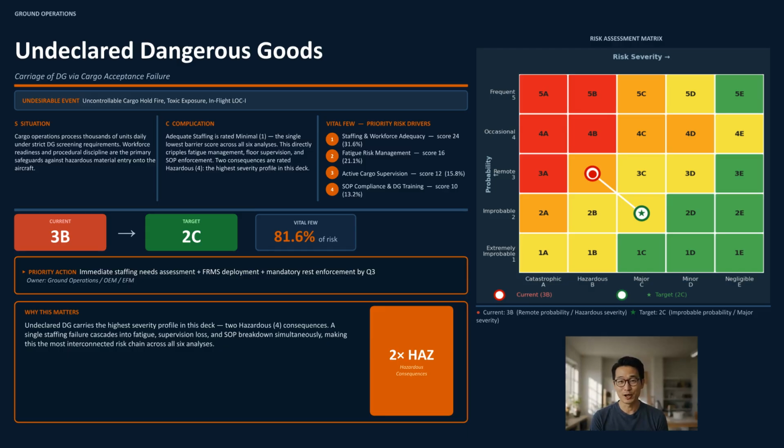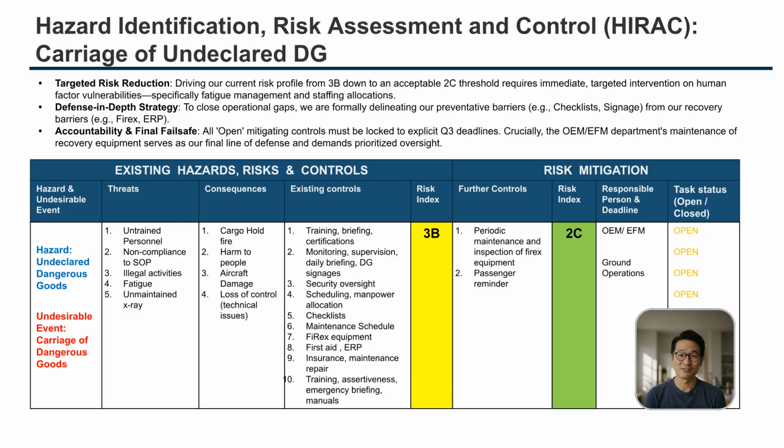Our current risk is 3B, with the critical complication being minimal staffing, which cripples fatigue management, supervision, and SOP enforcement. This exposure carries 2 hazardous consequences. We aim for a target of 2C by immediately assessing staffing needs and deploying a fatigue risk management system by Q3. The Hazard Identification, Risk Assessment and Control, or HIRAC, establishes our baseline.